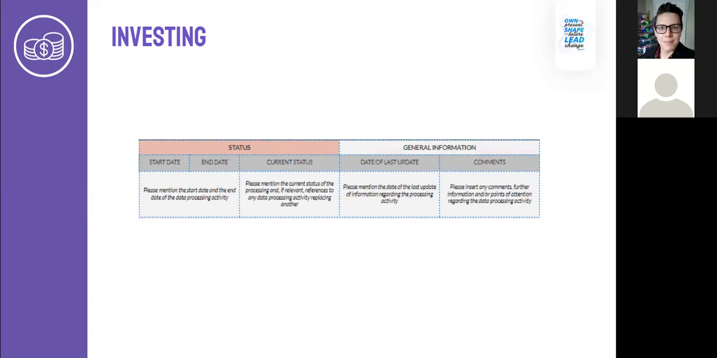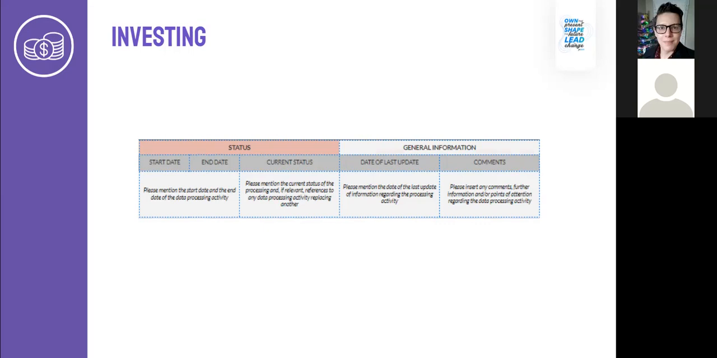And the last part is just the status. When it starts, when it ends, the current state, if you are in the middle of the investment and you're just checking the tool, and the general information of when was the last update of the investment, and any comment that you want to make.